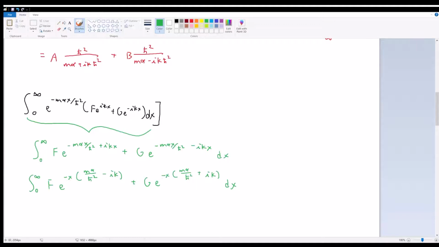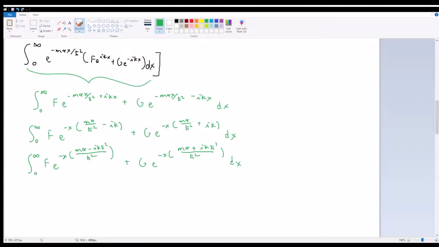Once again, we combine these fractions to get an integral from 0 to infinity of f times e to the negative x and then m alpha minus ik h bar squared, all divided by h bar squared, and then plus g times e to the negative x. Combining this one, this is going to give us m alpha plus ik h bar squared, all divided by h bar squared. Close this off with dx.